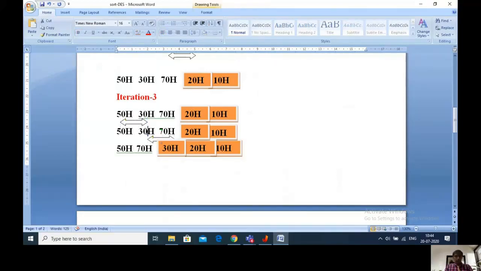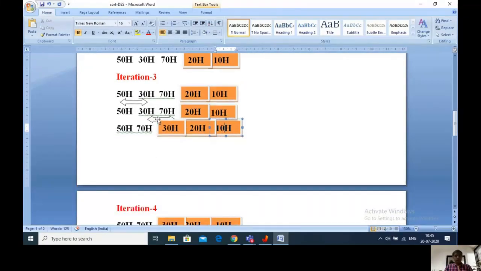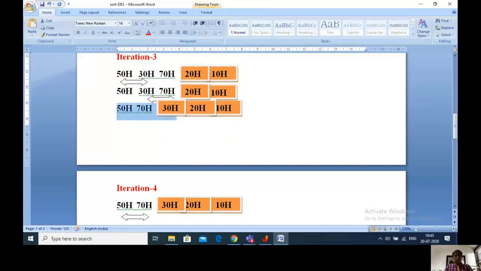Coming to the second comparison, here I am comparing the second byte with the third byte. In this example, my second byte is less than the third byte, so I need to exchange second with third. So 70 comes to the second byte position and 30 comes to the third byte position. Keep 20 and 10 as they are. After the second comparison, we get the third least number. So 30 is achieved. In the third iteration we get the third least number. Now 3 numbers are frozen. How many comparisons in the third iteration? Only 2. Coming to the fourth iteration, take the same numbers into the fourth iteration: 50, 70, 30, 20 and 10.